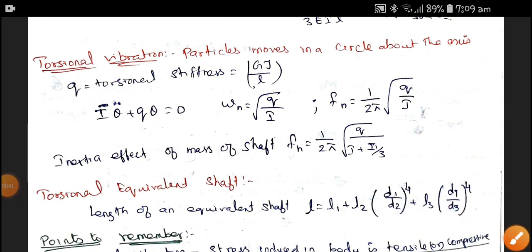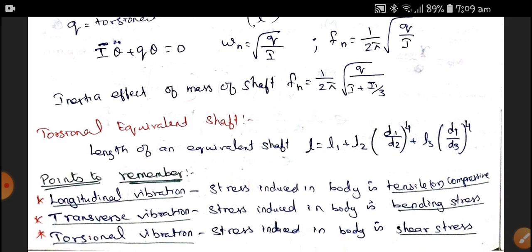Here, for the torsional equivalent shaft, the equivalent length is an important thing. The length of the equivalent shaft L is equal to L1 plus L2 into d1 by d2 the whole power 4 plus L3 into d1 by d3 whole power 4.